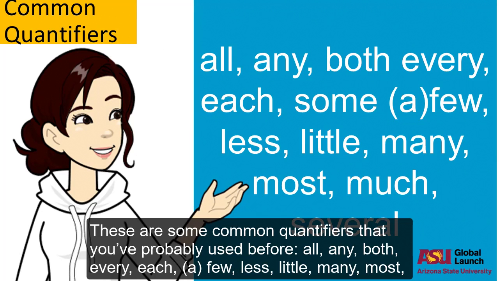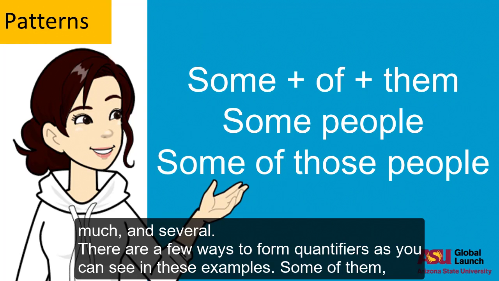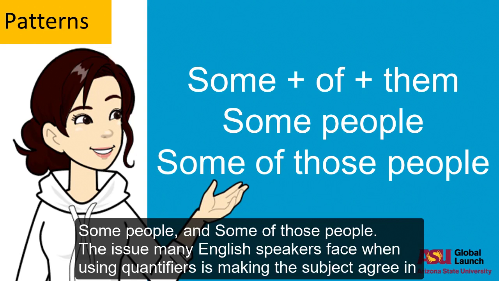These are some common quantifiers that you've probably used before. All, any, both, every, each, few, less, little, many, most, much, and several. There are a few ways to form quantifiers, as you can see in these examples. Some of them, some people, and some of those people.